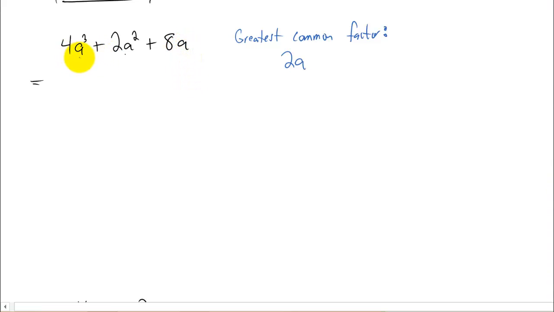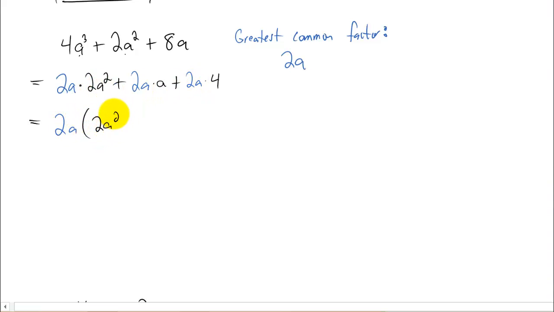Okay, so let's rewrite this expression by taking a 2a out of each one of these three terms. You'll notice that you can write 4a cubed as 2a times 2a squared. You can write 2a squared as 2a times a. And you can write 8a as 2a times 4. What are you left with? Well, you pull a 2a out of each one of these three terms, and you pull them outside of the parentheses, and you're left with 2a times (2a squared plus a plus 4). And that's it. That's your answer.